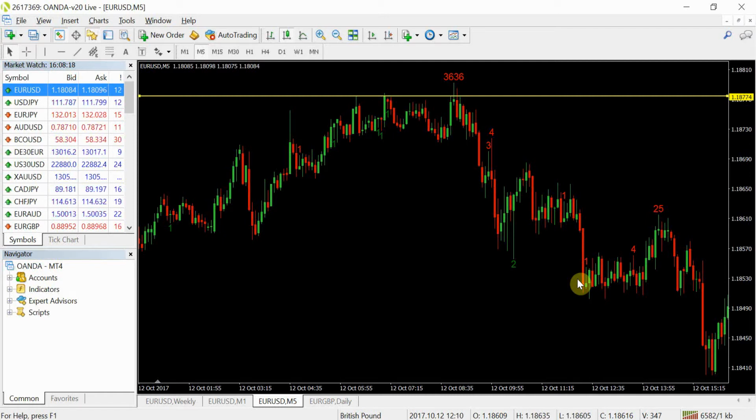So if you see a pin bar form and you can quite clearly see that it is against resistance, it is very likely that price will then drop at least to its first level of support. So I hope that makes sense.